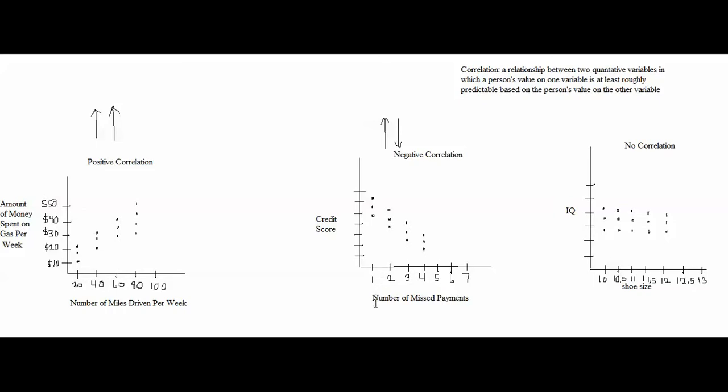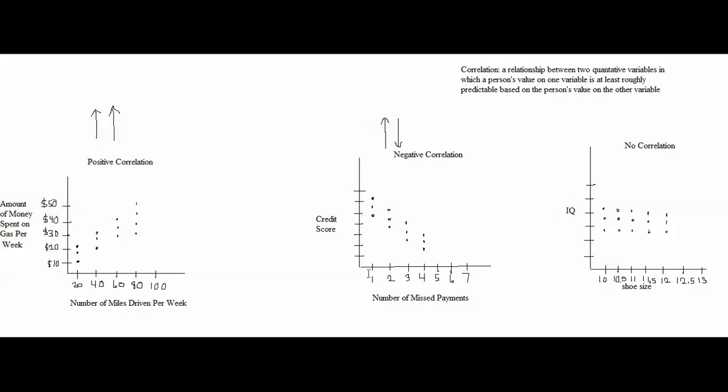If a person tells me how many credit card payments they've missed this year, but that person hasn't told me his or her credit score, I can use the number of missed payments they've had this year to make at least a rough prediction of what their credit score is. For example, if a person tells me that they've missed 0 payments this year, I'll think, okay, their credit score is probably pretty good. Their credit score is probably up at the high end up here.